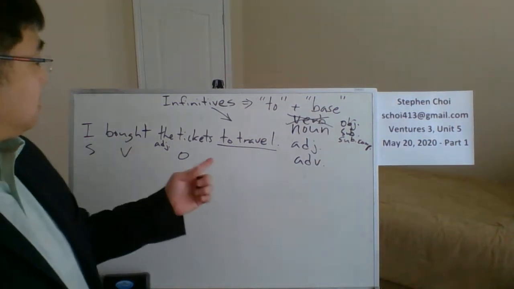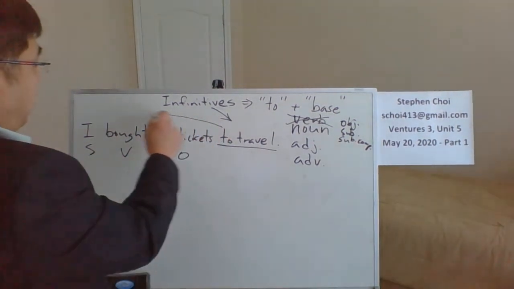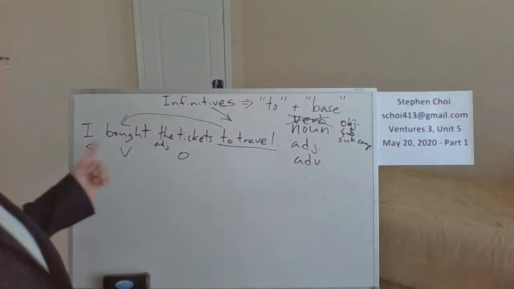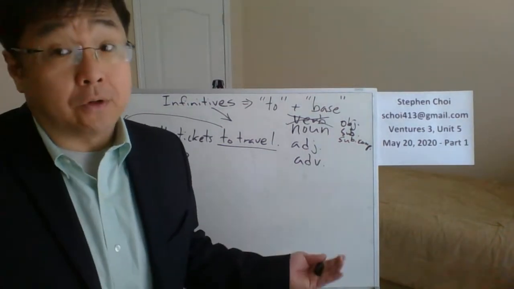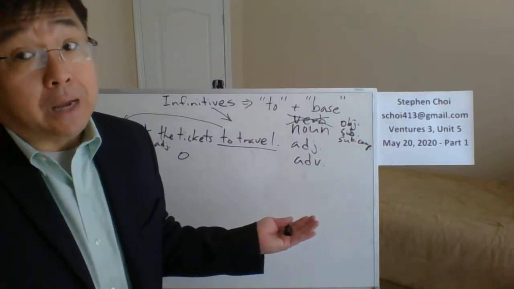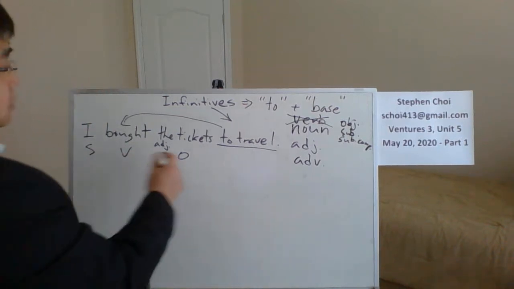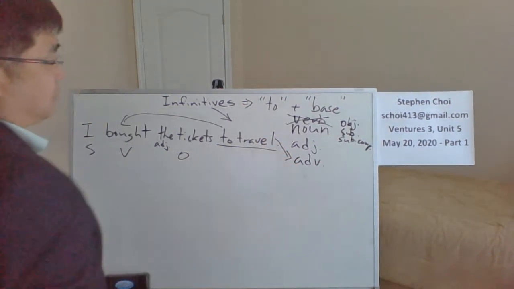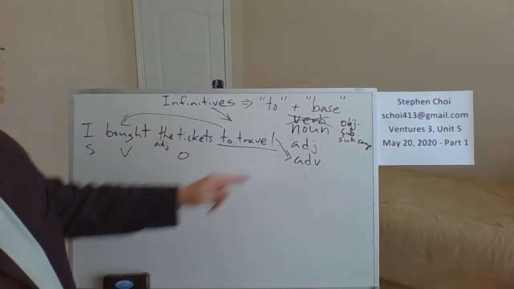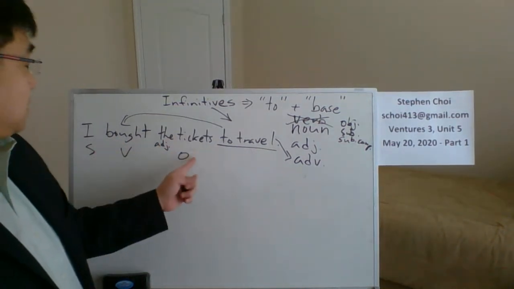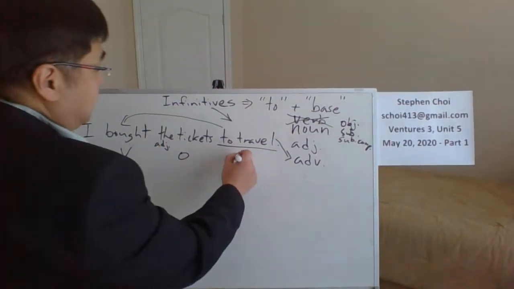So this one describes, way up here, the verb. I bought why? To travel. I bought tickets to travel. So this one is an adverb. I bought tickets, that's the object. So this is the adverb.